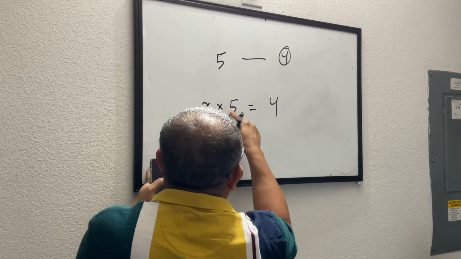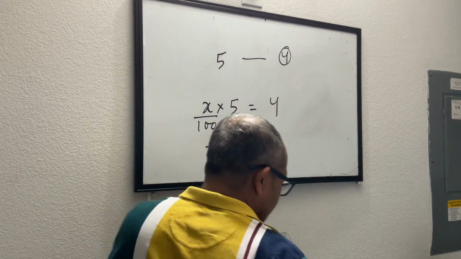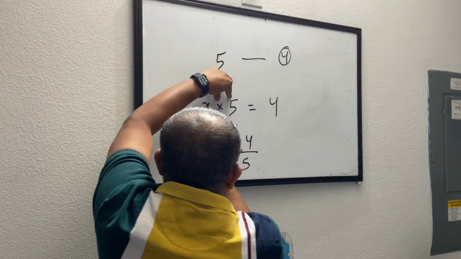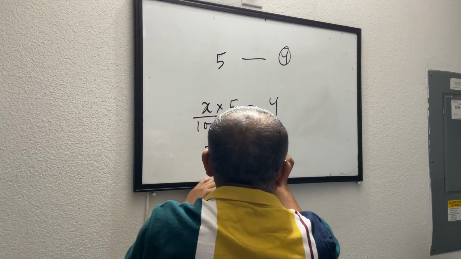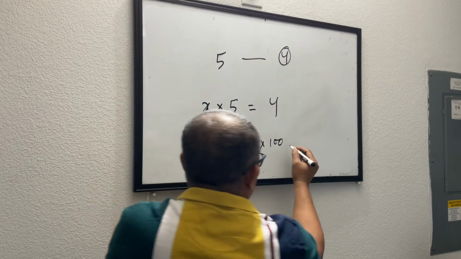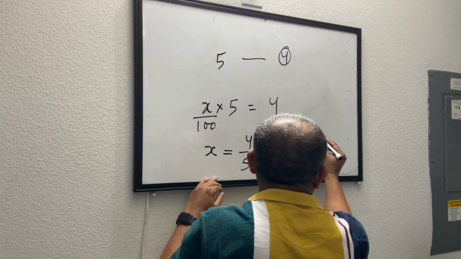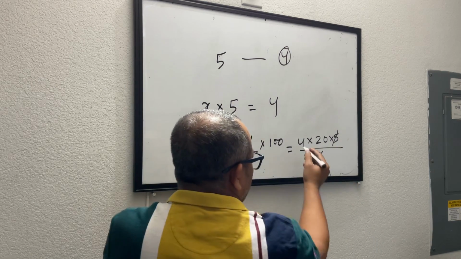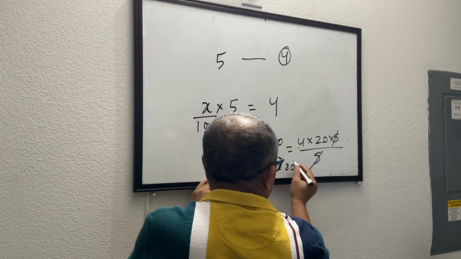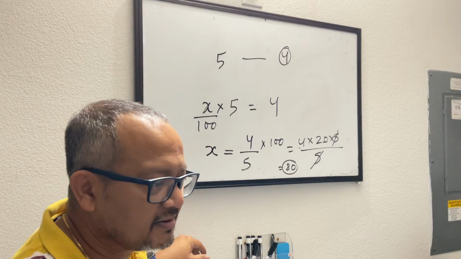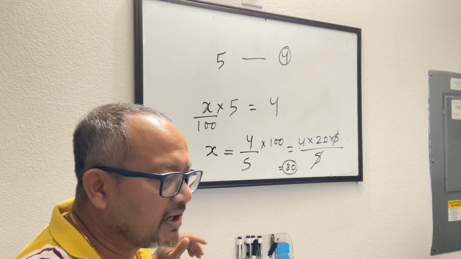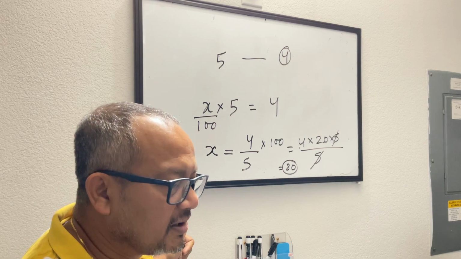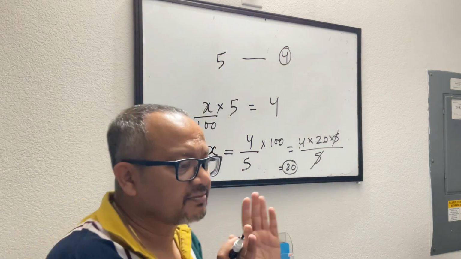Meaning I have to move 5 to this side and move 100 to this side. This is what happens: when you have something above, it comes below; when you have something below, it goes up. So this became 4 into 100. 100 I can break into 20 into 5, correct? By 5. Tic-tac-toe. What I'm left with? 4 into 20. 80. 80%. Ayush, does it make sense? Yeah?